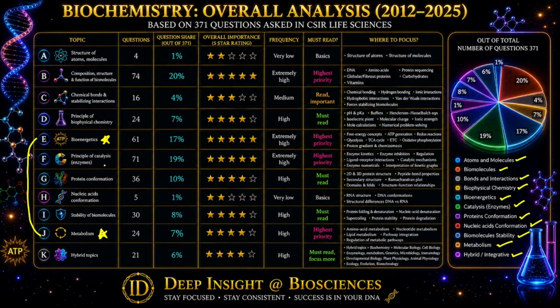Therefore, the ideal preparation order should be: first, biomolecules, enzymes, and bioenergetics. Second, protein conformation and biomolecular stability. Third, biophysical chemistry and metabolism. Fourth, hybrid questions and stabilizing interactions. And finally, atoms, molecules, and nucleic acid conformation. This priority-based strategy will allow you to complete the most frequently tested and most scoring areas first.